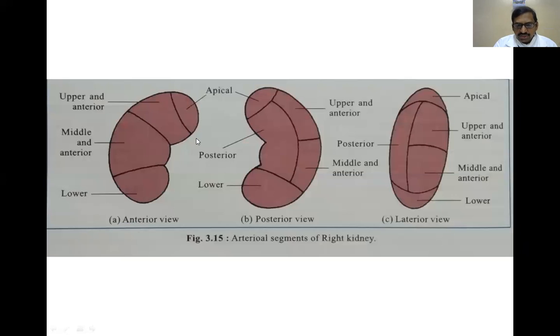Next, the kidney is also divided into different segments, just like our lungs. This is the apical segment, this is the upper anterior, this is the middle anterior, this is the lower segment, and this is the posterior segment. In the lateral view, this is the posterior segment, and these are the upper anterior, lower and upper segments of the kidney.